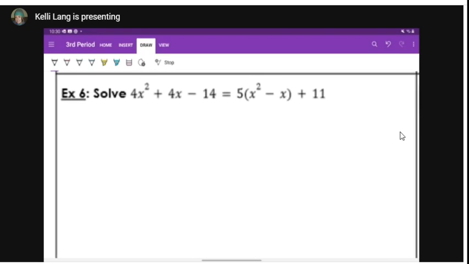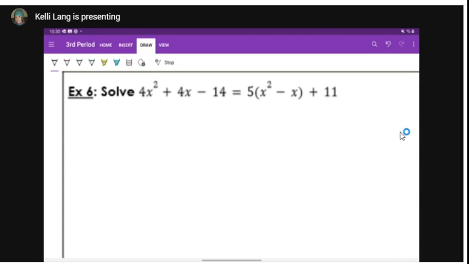Let's look at example 6. I hope no one has tried to do this example yet because there's a typo in it. This should say plus 5x right here in the second piece. So it should say 4x squared plus 5x minus 14. At least I think that's what it's supposed to say. Let's cross our fingers and hope this works out. This problem was a headache in our first period class today.